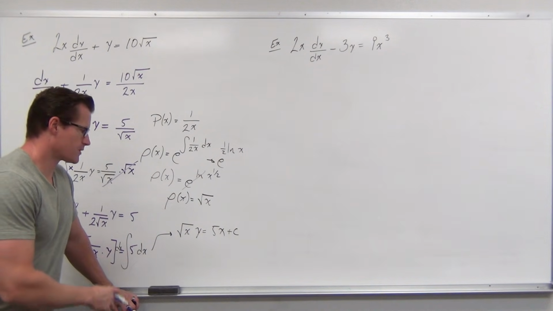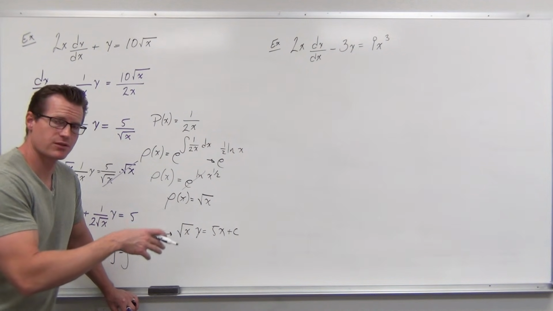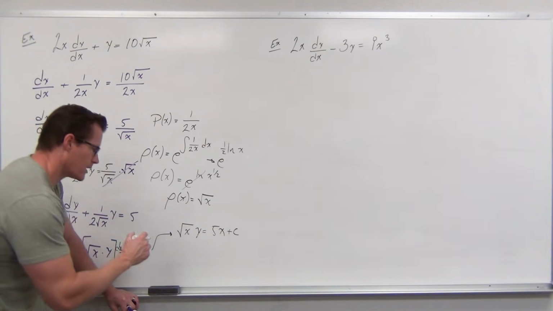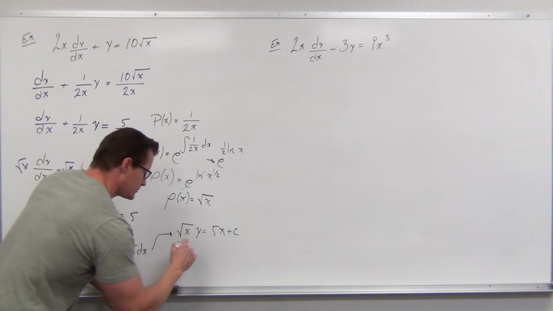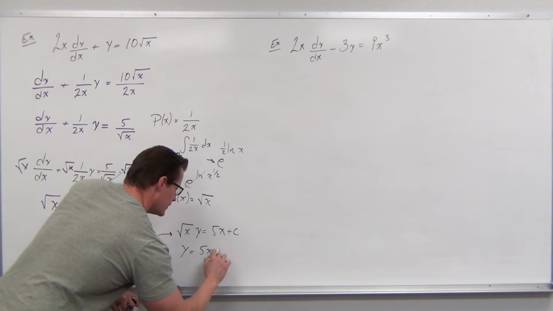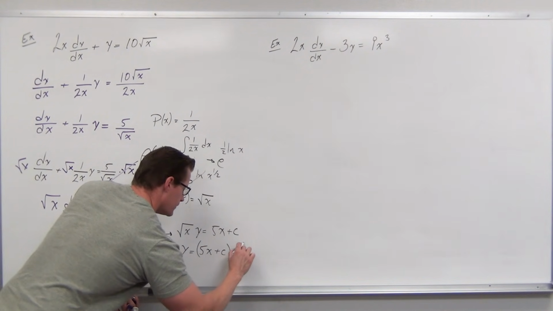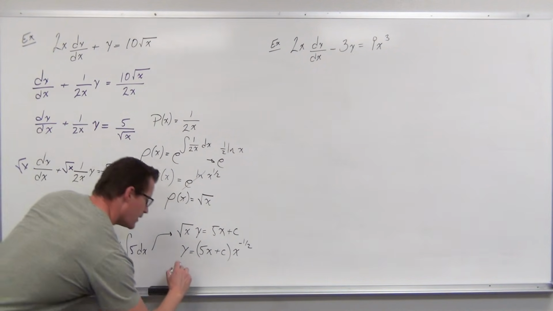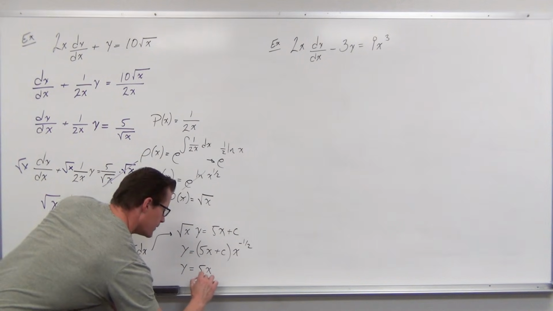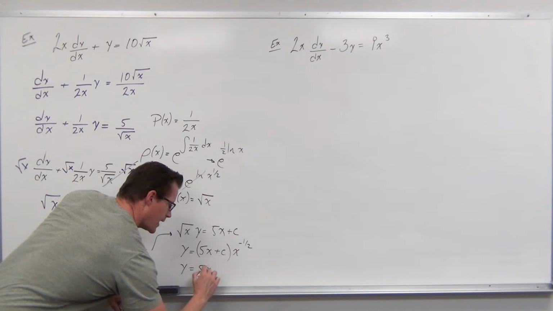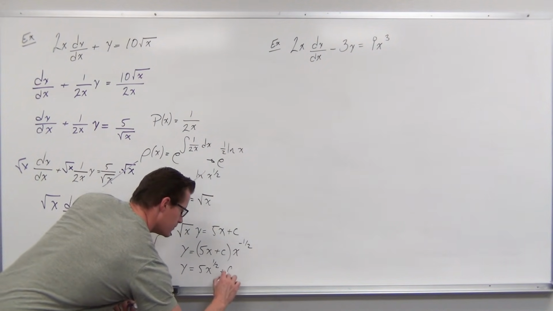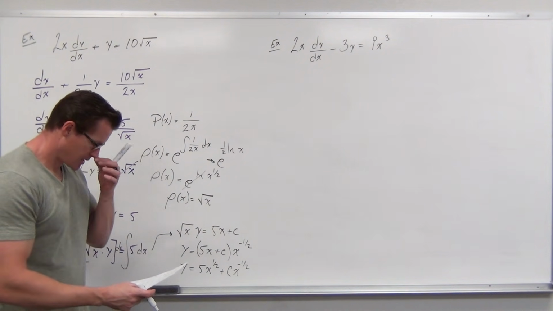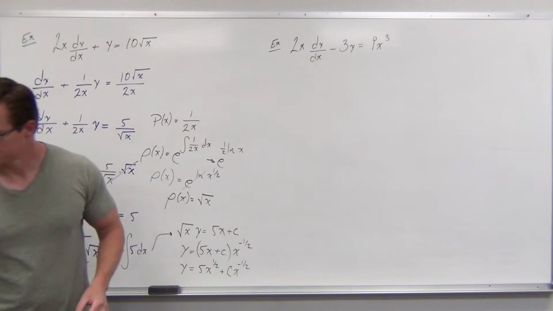And let's just divide everything by x to the 1/2, or multiply everything by x to the negative 1/2. Either way, you're going to get y equals 5x plus c times x to the negative 1/2. If you distribute that, 1 minus 1/2 is just 1/2. And then we'd have c, the arbitrary constant, times x to the negative 1/2.